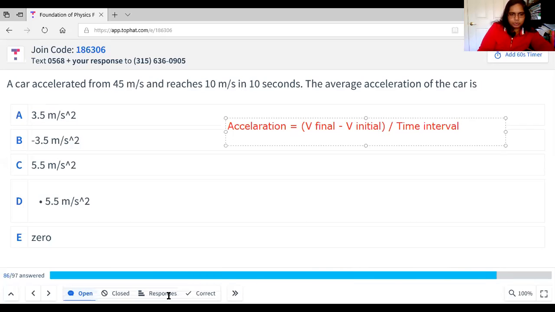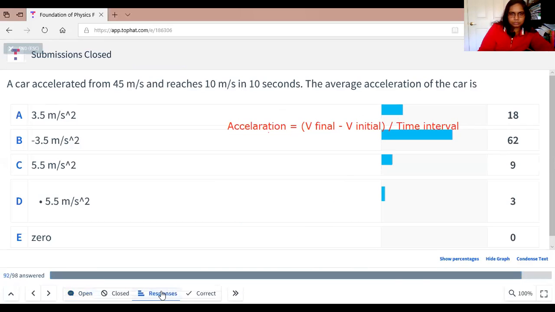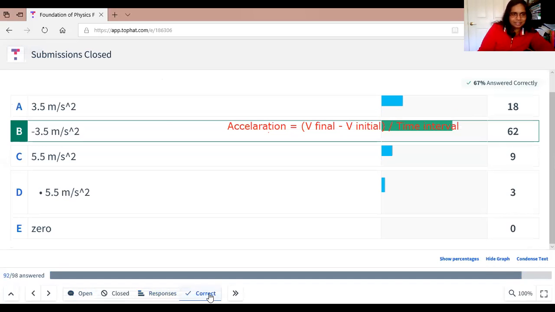All right, so let's look at your responses. Still, a good portion is giving me the correct answer, so that's great. So the answer is minus 3.5 meters per second squared. All right, so I'm going to write over here. Acceleration, this is the definition. Acceleration is V final minus V initial divided by the time interval.